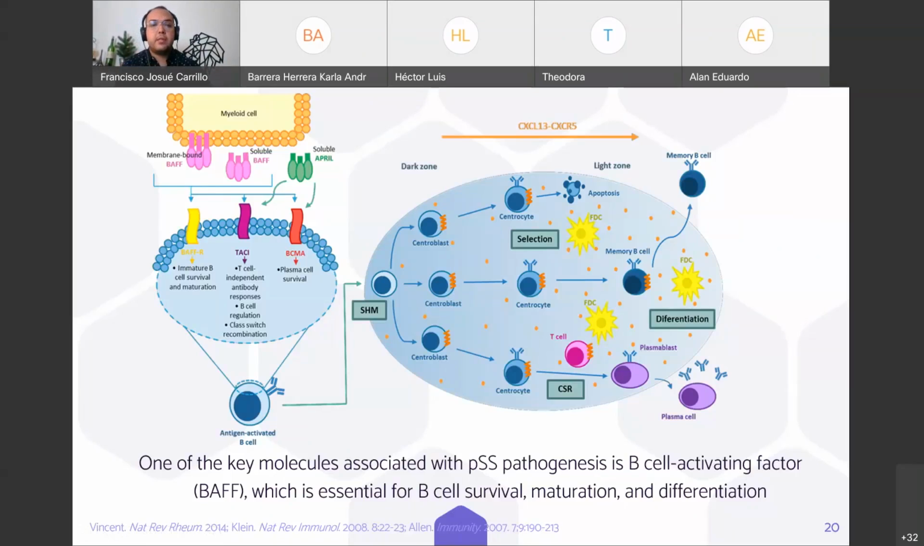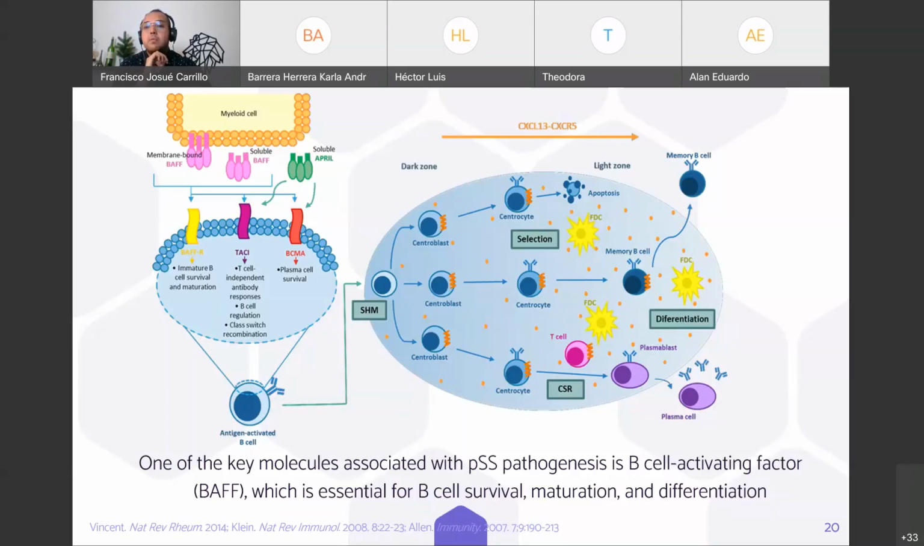may interact with three receptors, which are BAFF receptor or BAFF-R, also known as BR3, that is involved especially in the survival and maturation of B cells at the early stages. We have also TACI, which is important in antibody responses, especially T cell independent responses. It also acts as a regulator of B cell activation, and may contribute to class switch recombination, especially for the production of IgA.